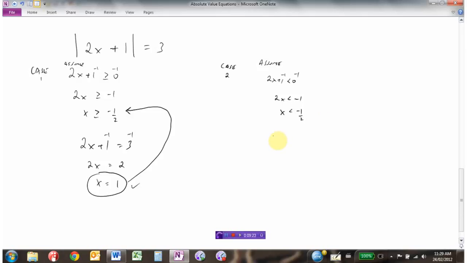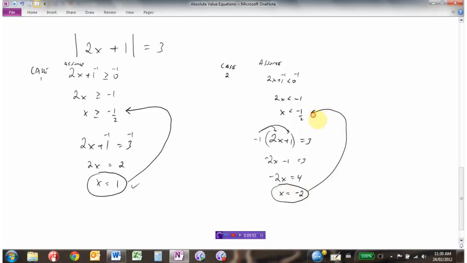So if we assume that x is less than negative 1/2, then our question was 2x plus 1 equals 3, but because this is negative, we need to multiply everything by negative 1 to make it positive. So now we have our equation that we can solve. That's negative 2x minus 1 equals 3. Add 1 to both sides. Divide by negative 2. We get x equals negative 2.